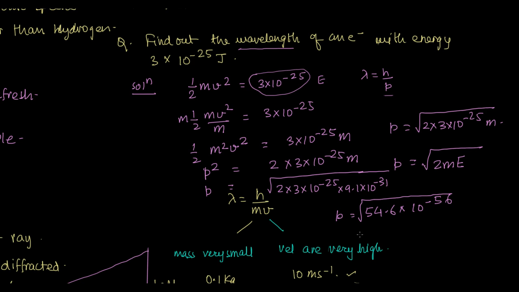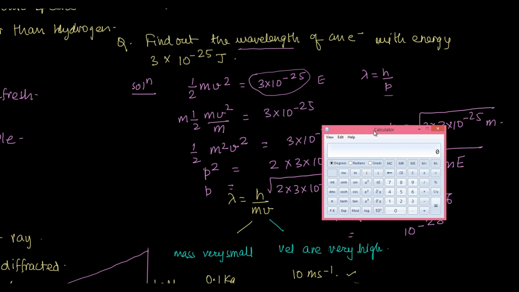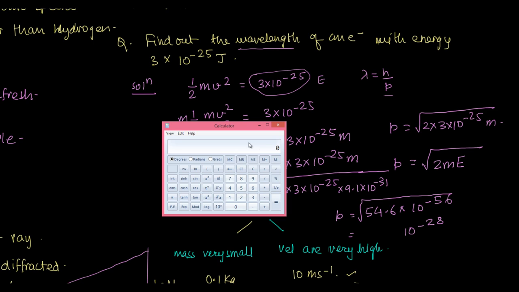Correct? Now 10 to the power minus 56, square root over that brings out a term of 10 to the power half of that, that is minus 28. We are stuck with finding out the root of this 54.6. So let's try to do that. We have to find out the square root of 54.6.